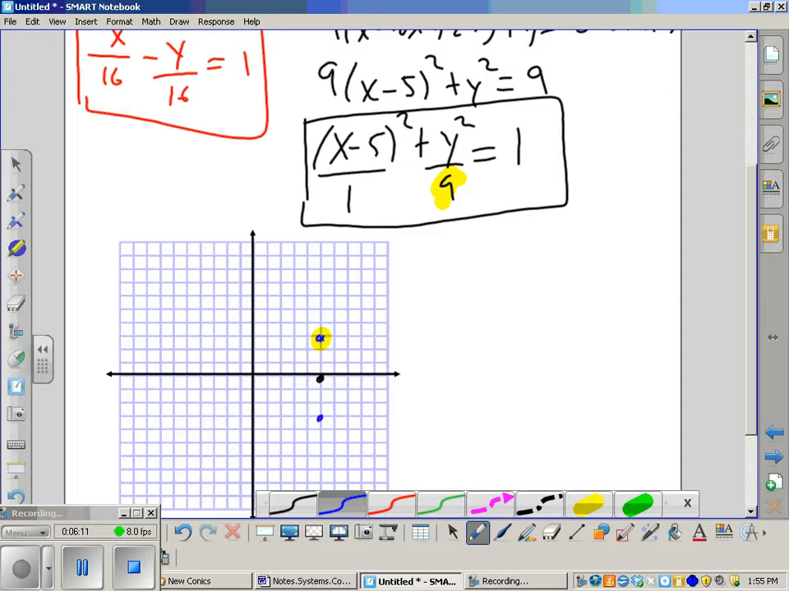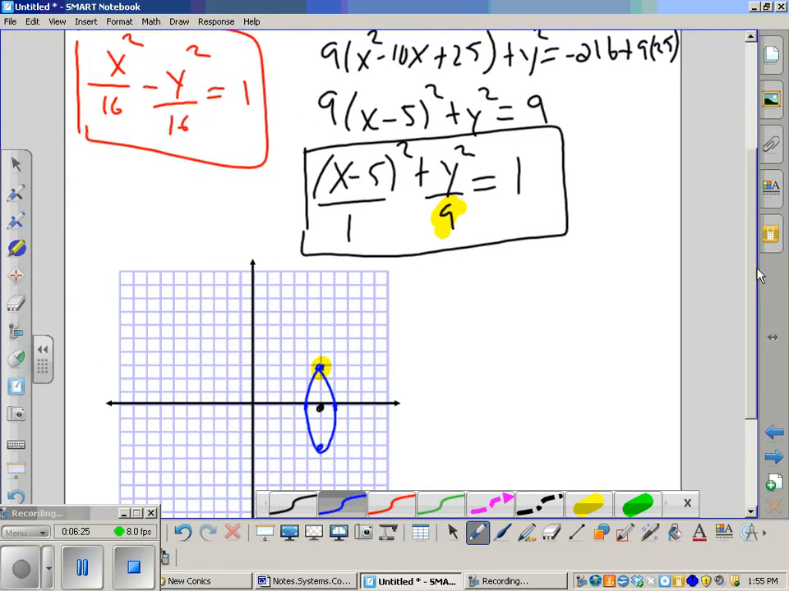Down 3. And then left to right is only 1. So there's a little baby sketch of my ellipse. And now let's look at the hyperbola. This, I guess, is what you'd call an equilateral hyperbola.